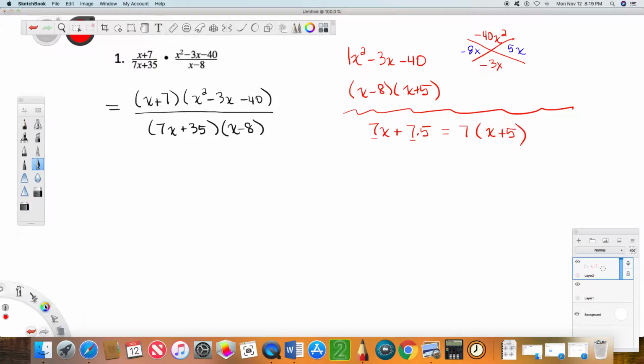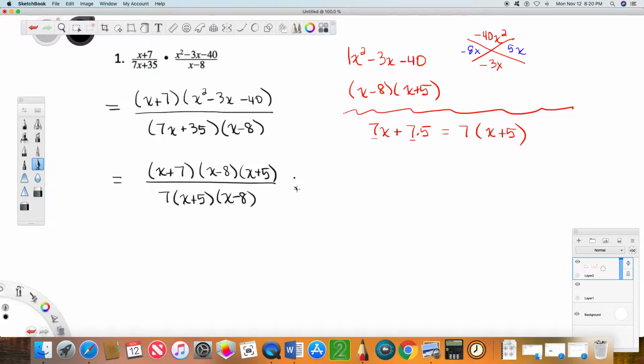So let's come back over here, and in our numerator we've got x plus 7, and this trinomial we said factored to x minus 8 and x plus 5. In our denominator, this first binomial here, we said it factored to 7 times x plus 5 and times x minus 8. Well, now a lot of things we can see is going to happen.